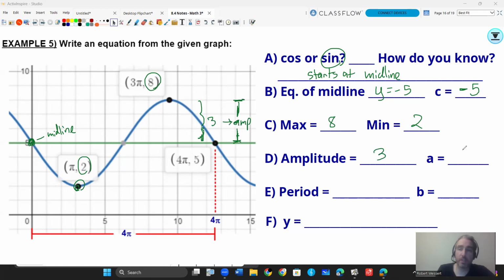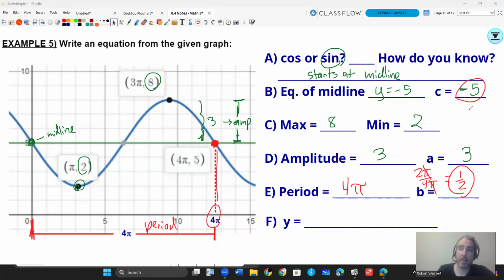Now, normally the amplitude is the A value, but we're going to talk about in a minute why that needs to be modified just a little bit, okay? So now let's look at the period. The period right here is where it starts from the y-axis and where it repeats itself. It's going to repeat itself right here at that midline, right at 4 pi. So that's going to be your period. So to get the b value, you're going to do 2 pi divided by that value, 2 pi divided by 4 pi. In this case, the pi's just cancel out. 2 out of 4 is going to give you 0.5 or 1/2. So your b value is going to be 1/2.